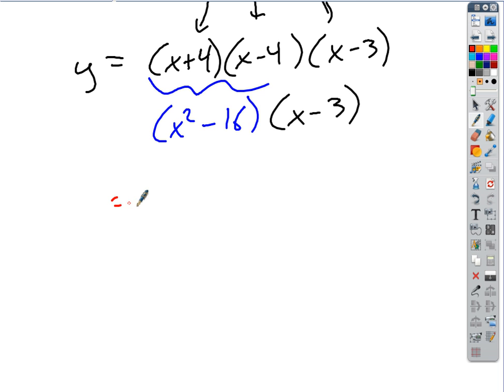So x first times first is x cubed. Outside is minus 3x squared. Inside minus 16x, and last plus 48. Done. Make sense?